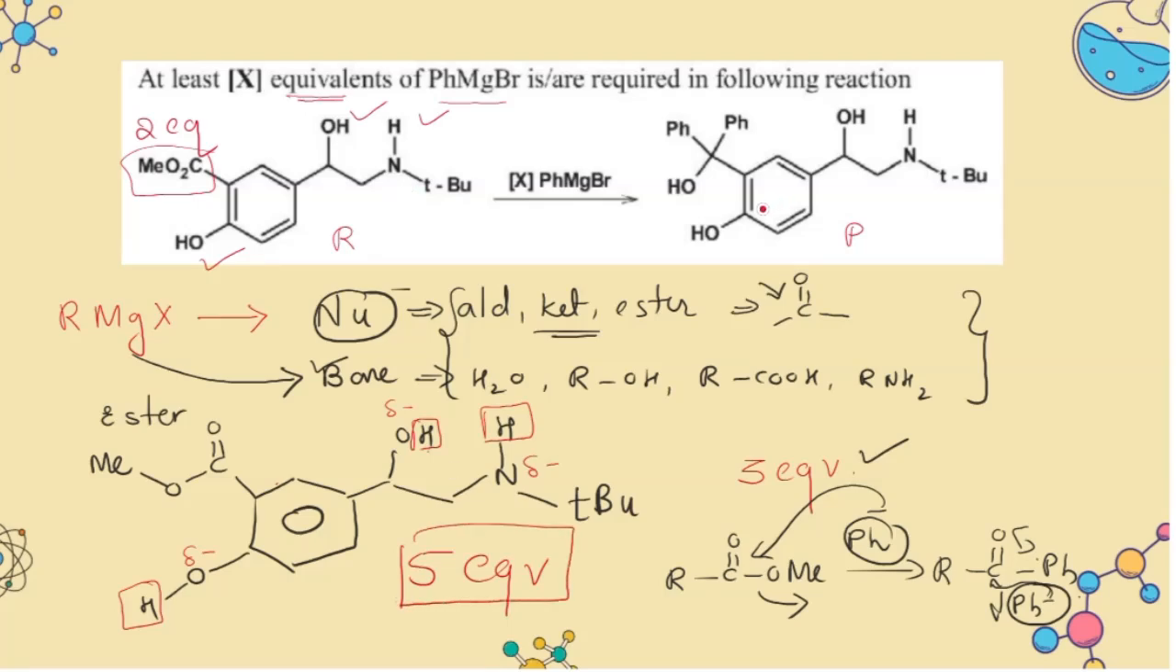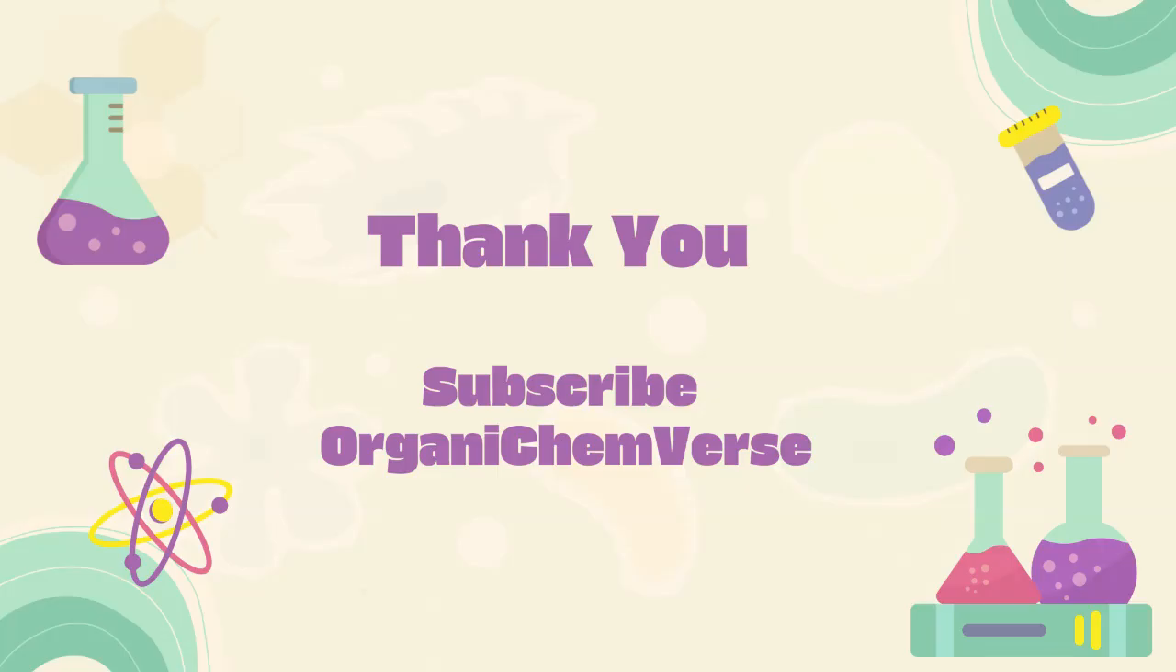So whenever you see such a question, identify the acidic hydrogens. For each of them, we need the Grignard reagent. And then if there is any aldehyde or ketone or ester, try to react with the Grignard reagent and see how many equivalents we needed at the end. So this is how you have to solve questions based on the Grignard reagent. Thank you for watching this video.